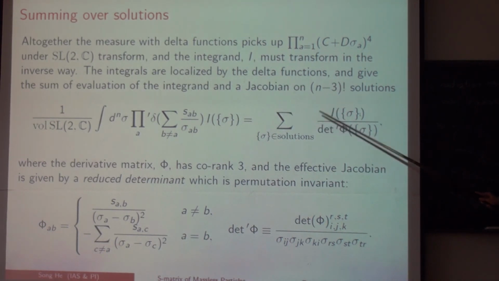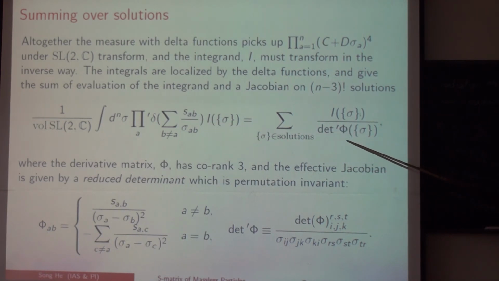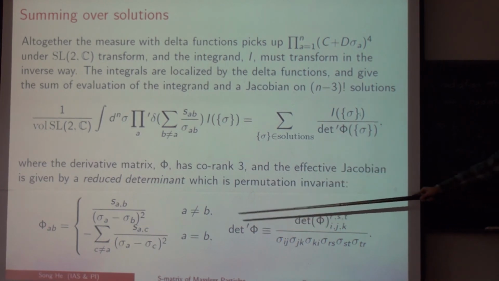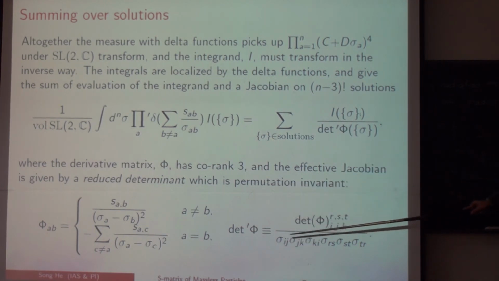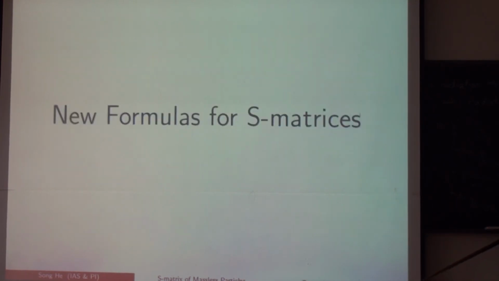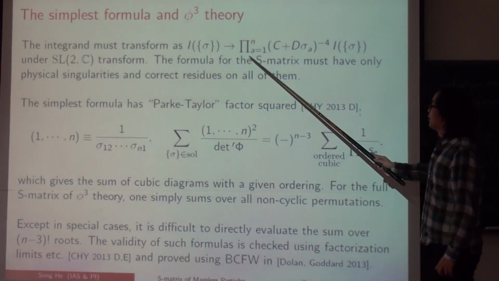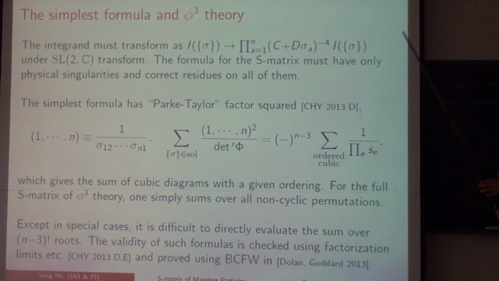And then we want to integrate over the sigma on the support of this equation, which turns out to be just summing over the (n-3)! solutions, that you solve this equation, you obtain them, with a Jacobian. And the integrand and Jacobian will be evaluated on this solution. And the Jacobian turns out to be something very nice. It's a permutation invariant object coming from the determinant with columns and rows deleted, reflecting the SL2C invariance. Okay, so much about the kinematic part. How do we get the amplitude?